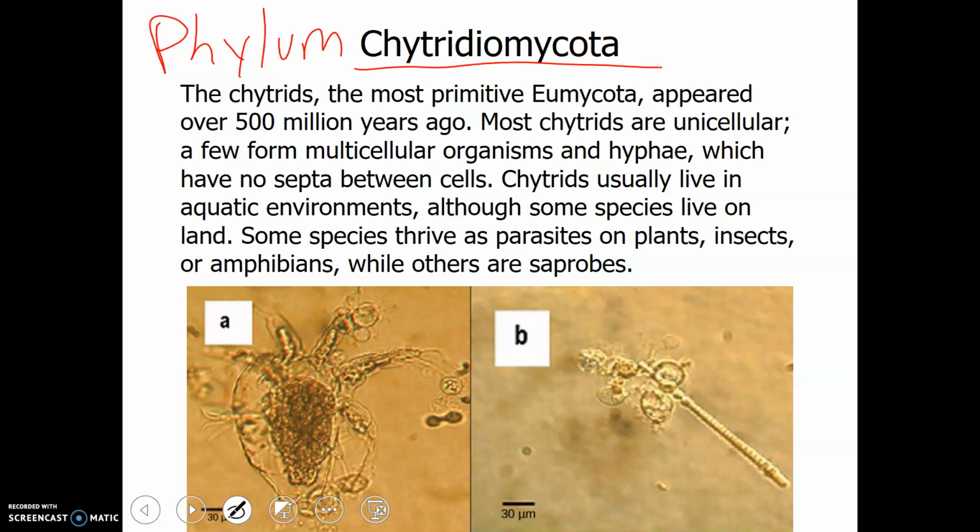Most are unicellular. There are a few that are multicellular, but most are unicellular. Chytrids usually live in aquatic environments, although some live on land. Some are parasites, and others are saprobes, or saprophytes.